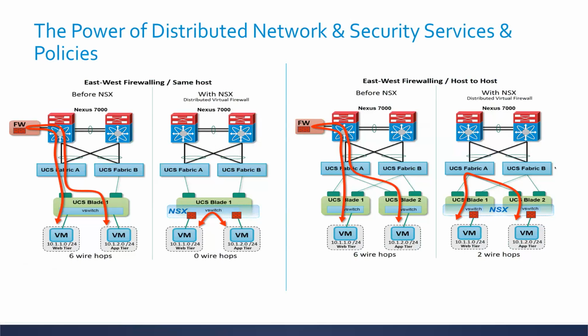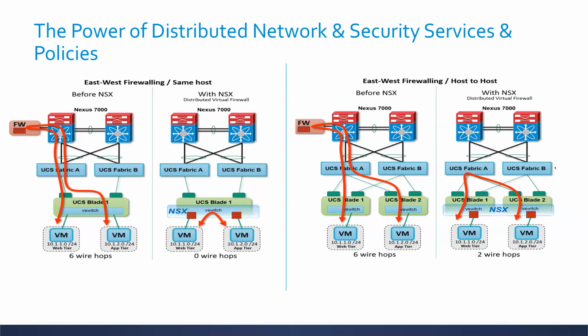Now let's go to the right. What this is, 2 different hosts, different subnets, different hosts. We see the same trombone effect. The VM traffic goes to the UCS blade, Fabric Interconnect A, Nexus A, if you will. I'm sure they're definitely running a VPC. Then it goes to the firewall and comes back down.